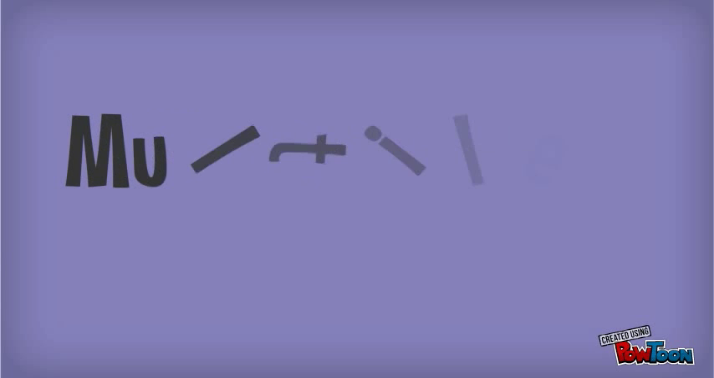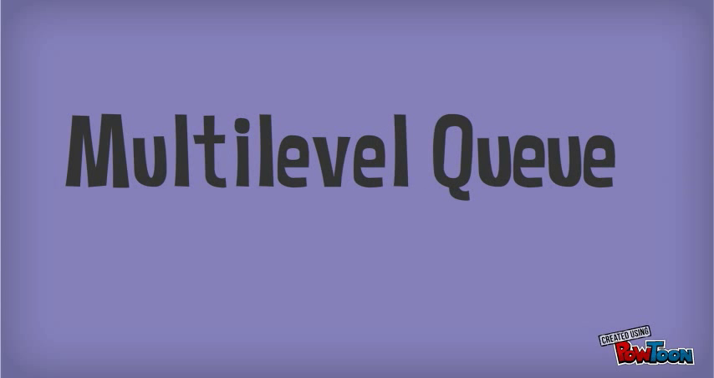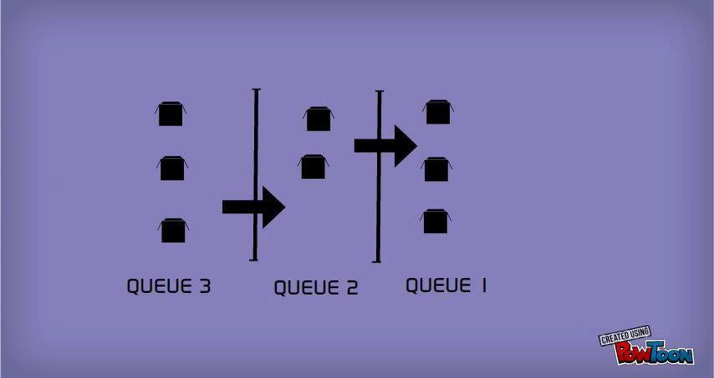With multi-level queues, the ready queue is divided into several queues, but processes do not move from queue to queue.